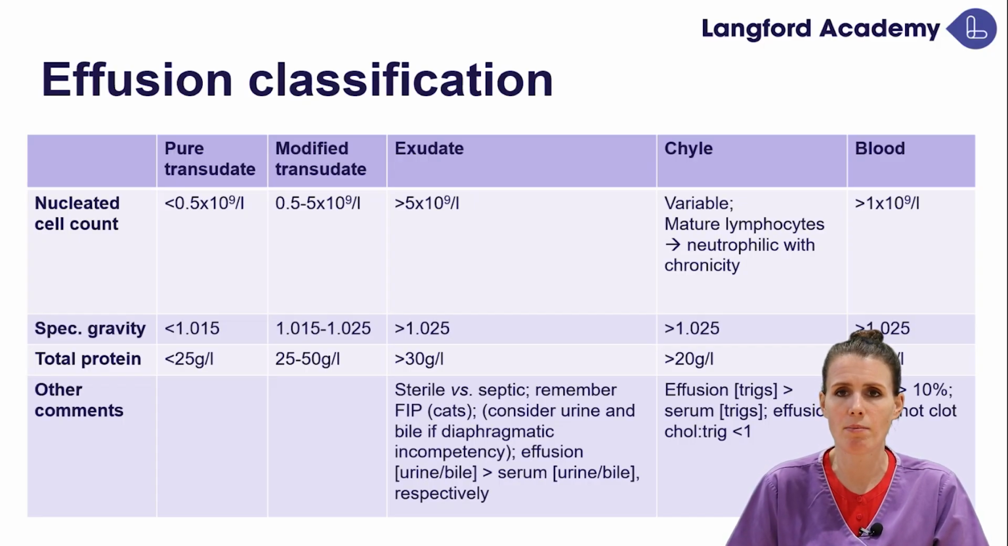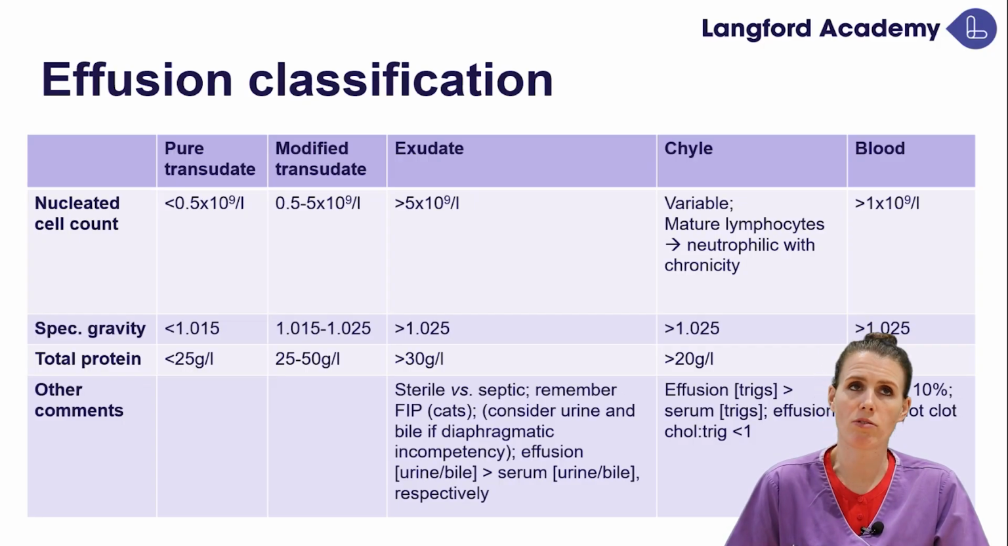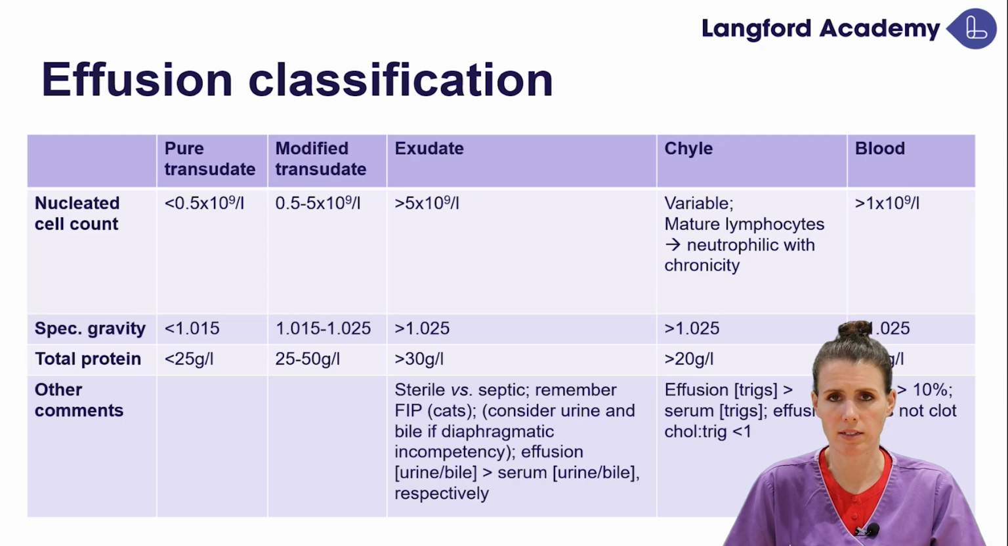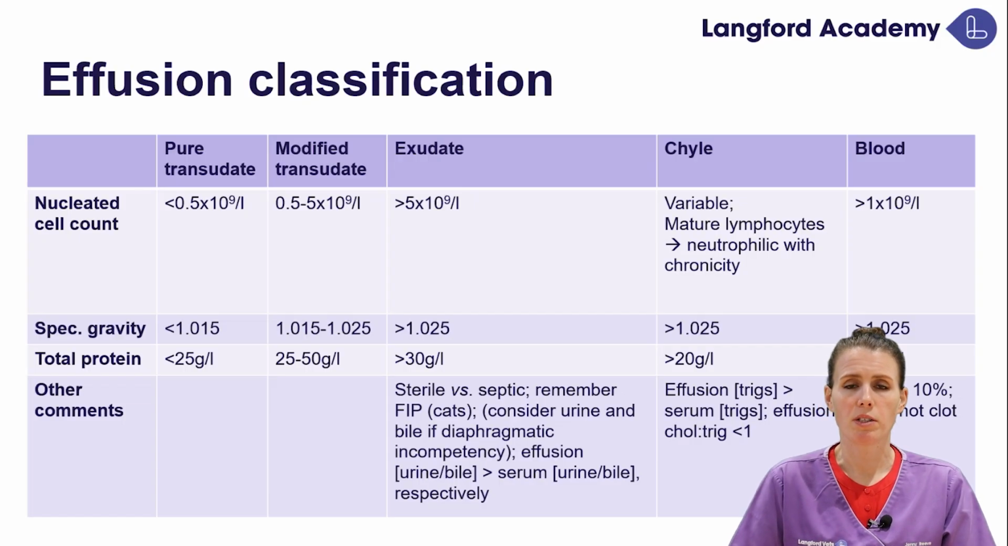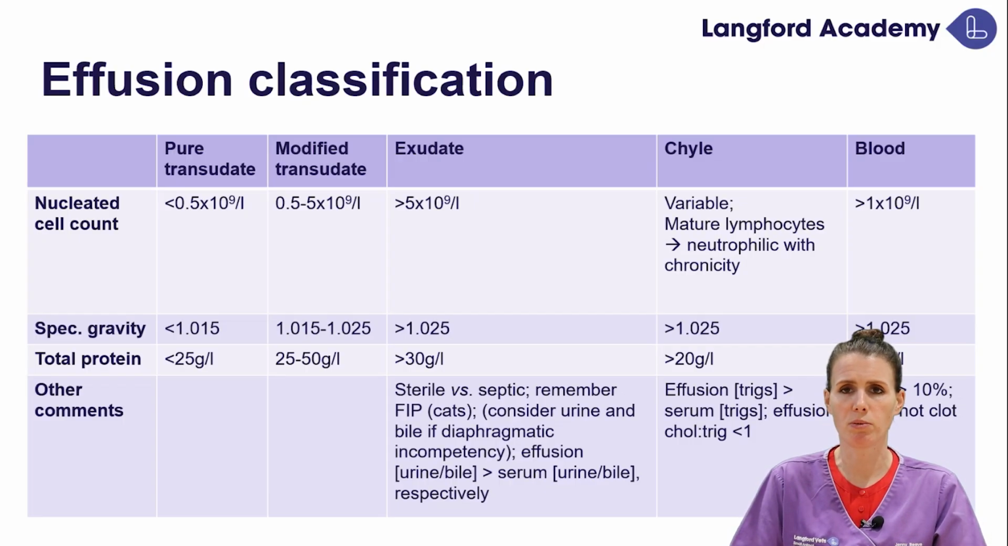Chyle classically is a high lymphocyte rich fluid, but with chronicity we'll see more neutrophils, and we will see increased proportions of triglycerides in the fluid compared to the serum. We can see what's called pseudochyle, where we actually see increased cholesterol compared to triglycerides in the fluid as well. Blood, to classify a fluid as blood, we've got a PCV of 10% that does not clot. So these are our different effusions and how we classify them. And we're just going to chat through our approach to each effusion one by one on the following slides.